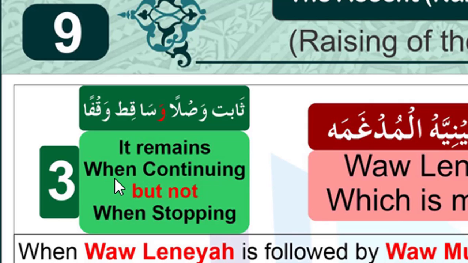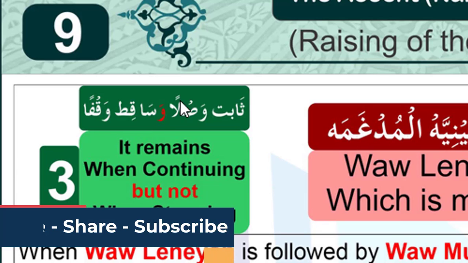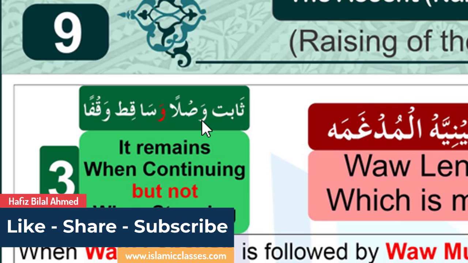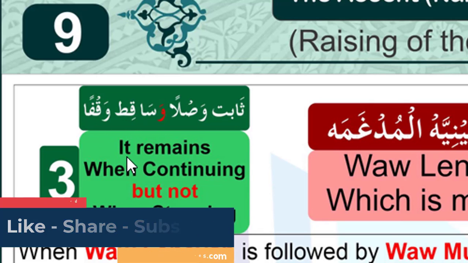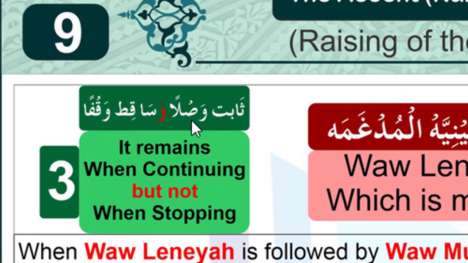Like there were three terms, and the first two terms we read four places where we make Nabr in the Quran. So this is the third term which is called Sabit Waslan wa Saqit Waqfan, which means it remains. Sabit Waslan, it remains when continuing. Like when we continue on this type of place, we will make Nabr there.